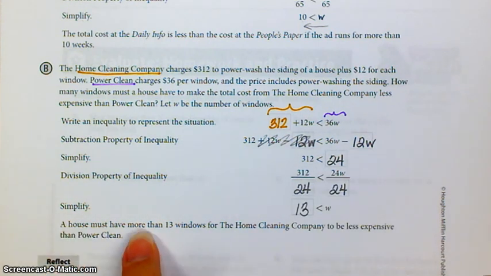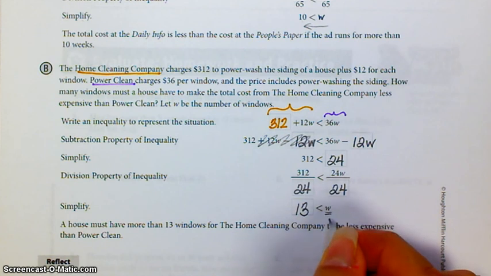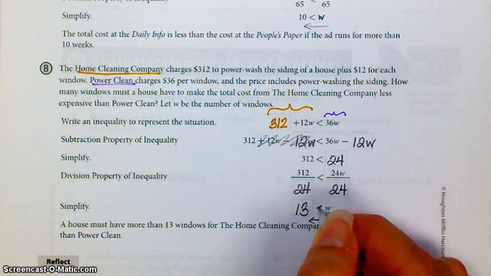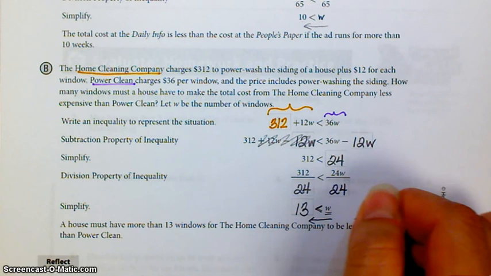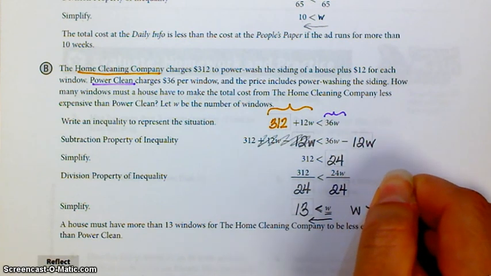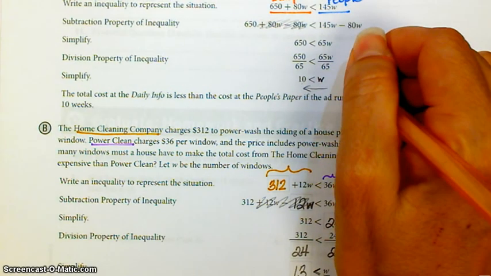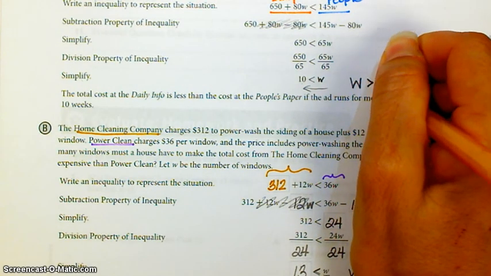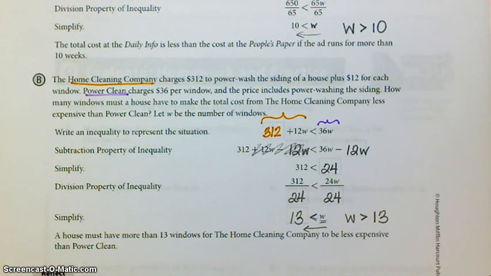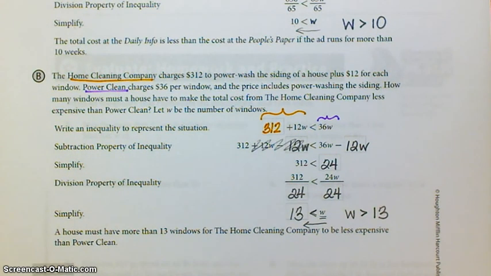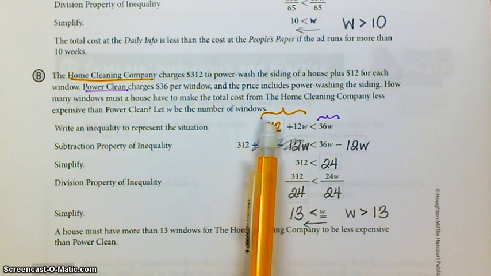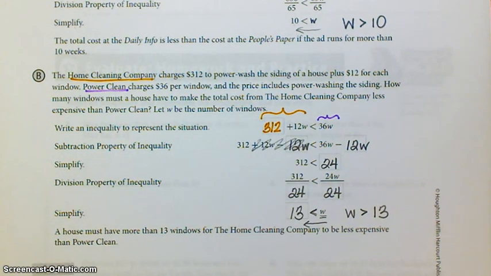So the number of windows must be more than 13. Y'all could make it read from left to right if you did this, okay? Same thing up here. You could make this read left to right if you wanted to put the W on the left-hand side. So a house must have more than 13 windows for the home cleaning company to be less expensive than the power clean. If you've only got a few windows, the home cleaning company is going to be a lot more expensive.